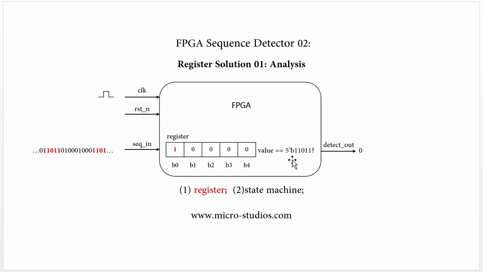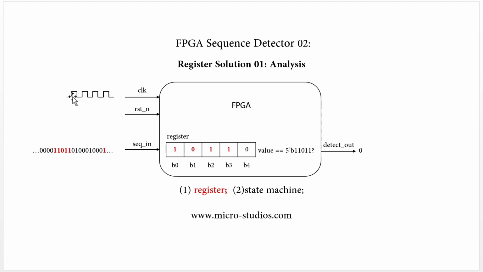on every clock. Next, we shift another bit into the register. The original bit 0 value shifts into bit 1. At the same time, we compare the value with our detector target. Not equal, so we output 0. Next, another bit shifts in.